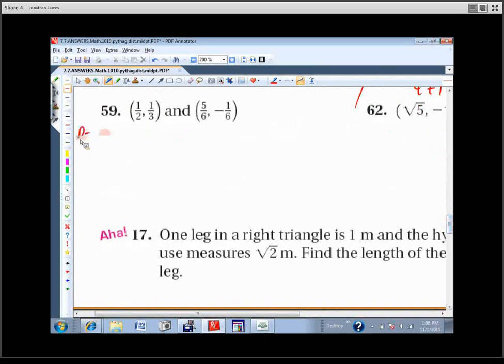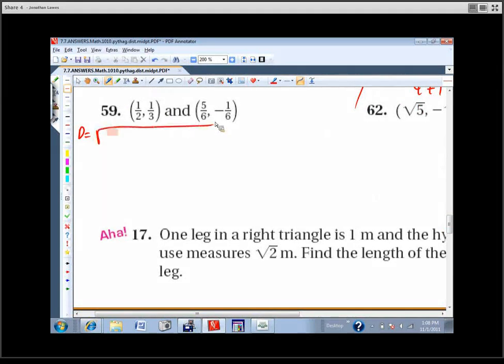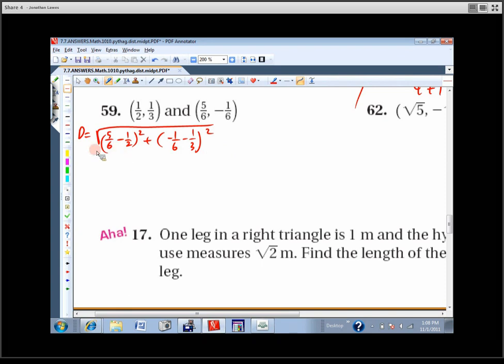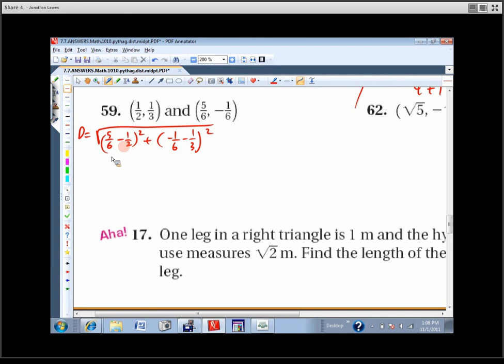So this is ugly because it's got fractions in it, but we can still do this. So this would be the distance is equal to 5/6 minus 1/2 quantity squared plus -1/6 minus 1/3 quantity squared. Did I get all the signs correct? I did. Okay, I'm going to change this to 6th.